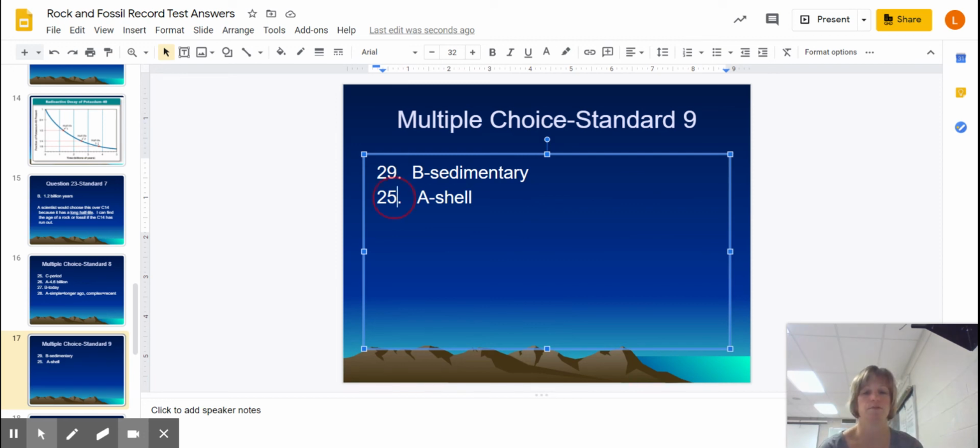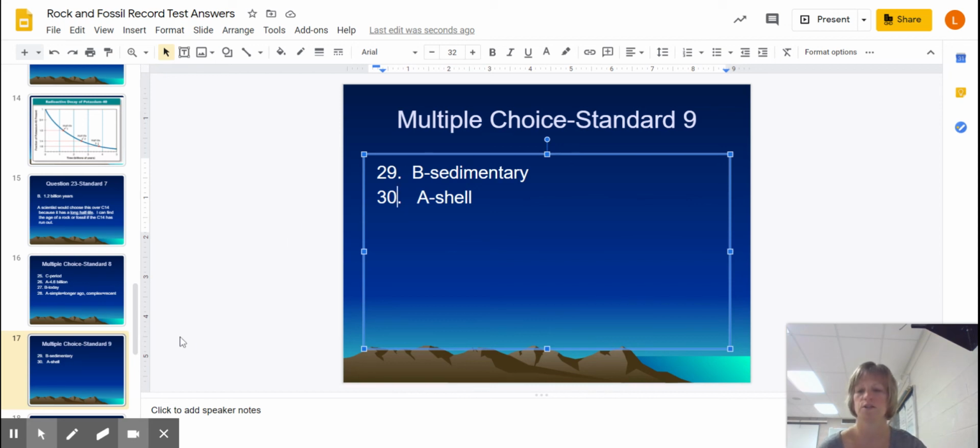Now, question number 30 is generally a hard question for students. You have to remember that a trace fossil is evidence of activity, but not the real part. So a shell is a real part, making it not a trace fossil.